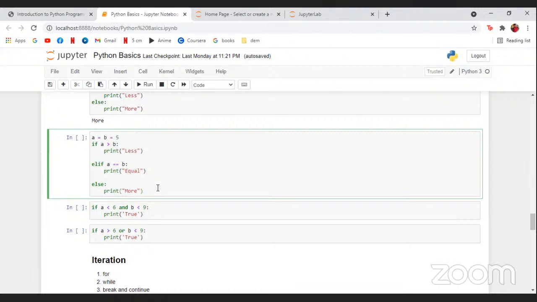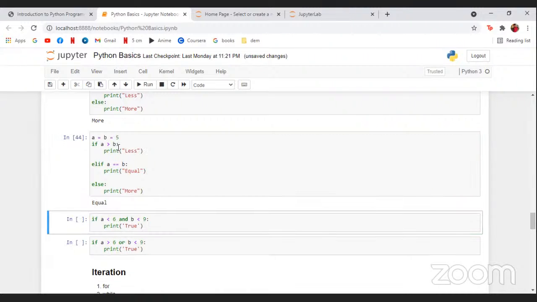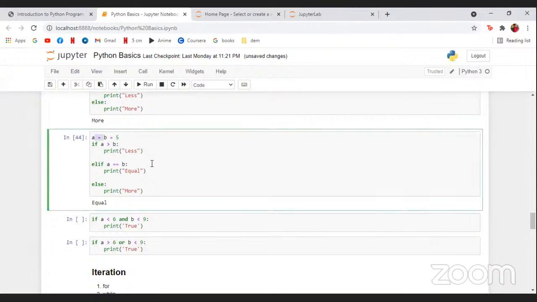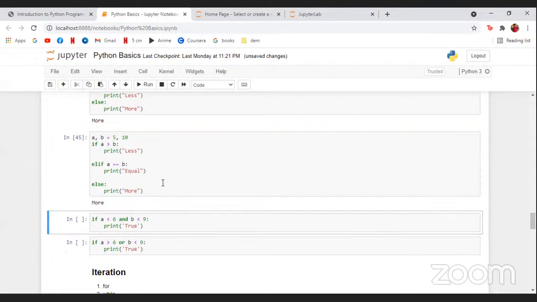Yeah, so if I run this, it says equal because A is equal to B is equal to 5. If I change that, if I put 5 and 10, then it print more because B is more than A. That's what we're checking, how B compares to A, right?